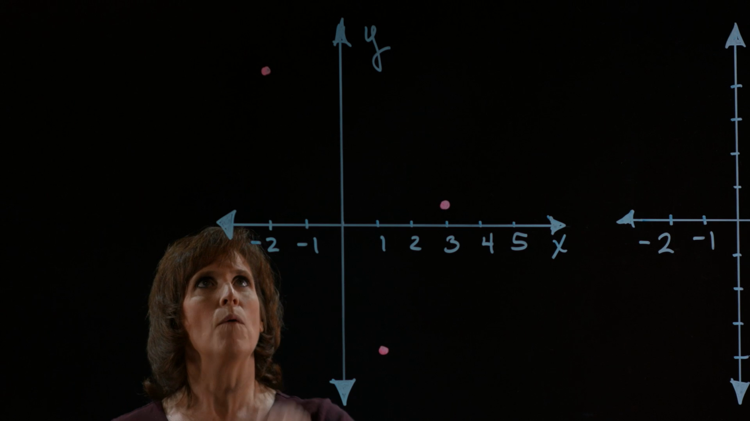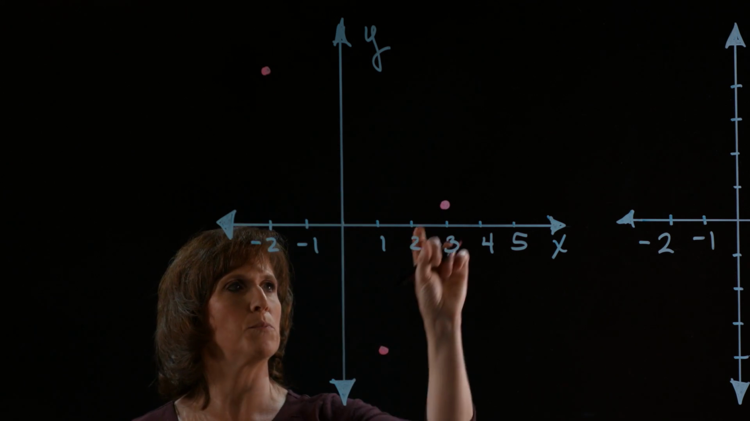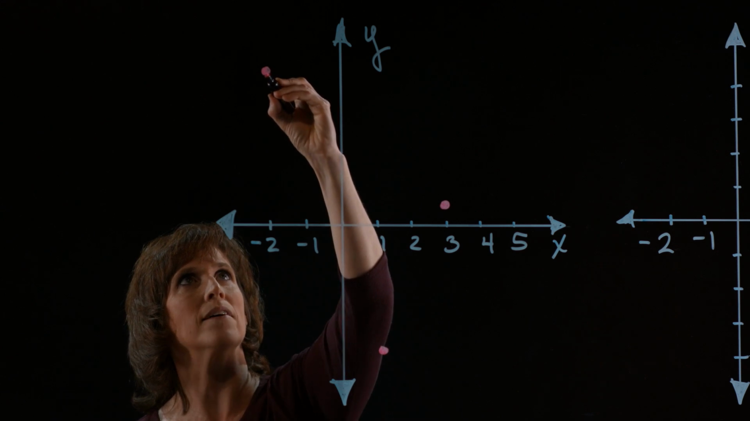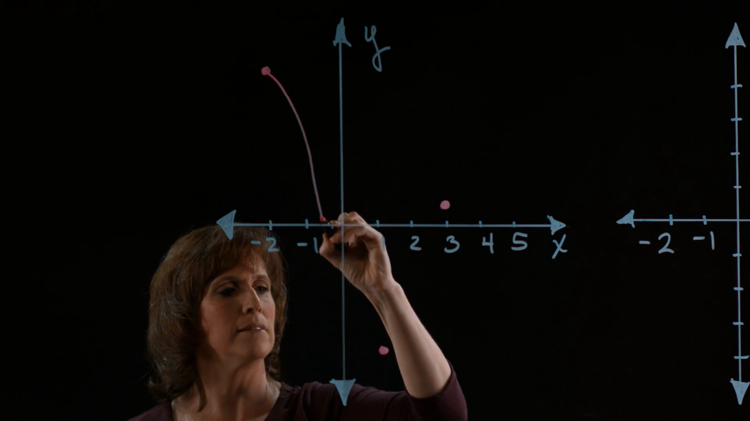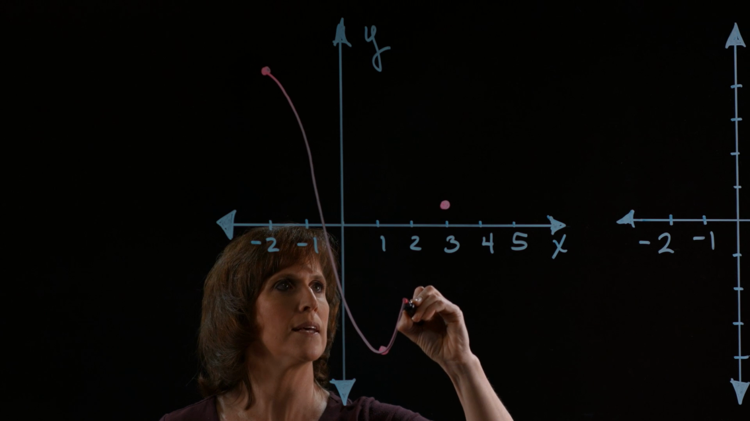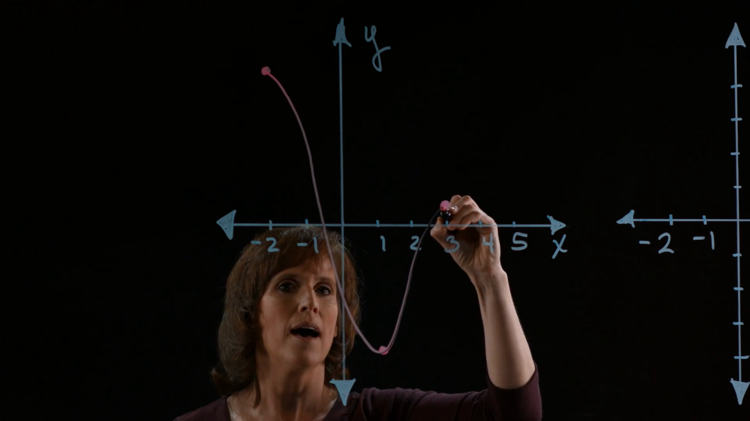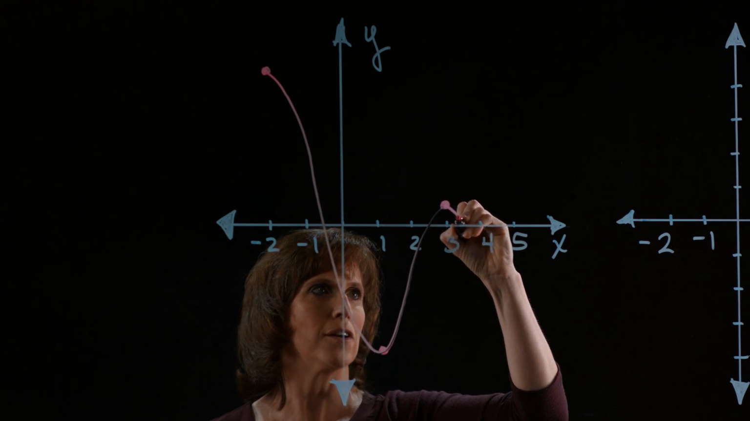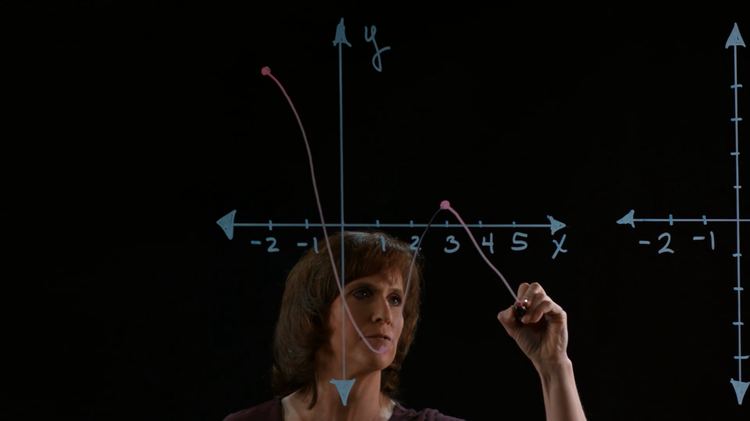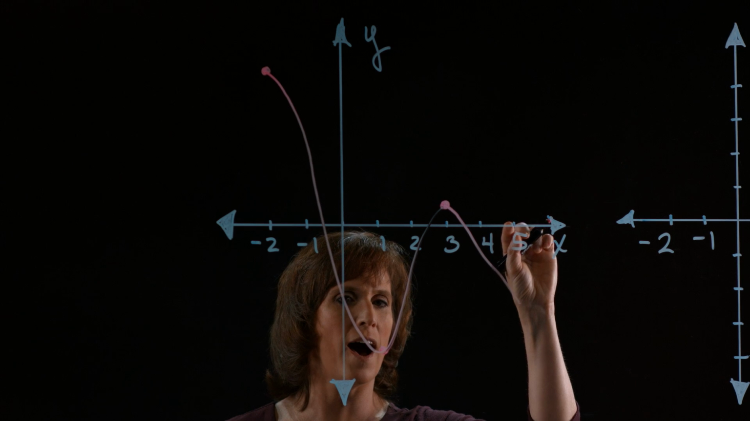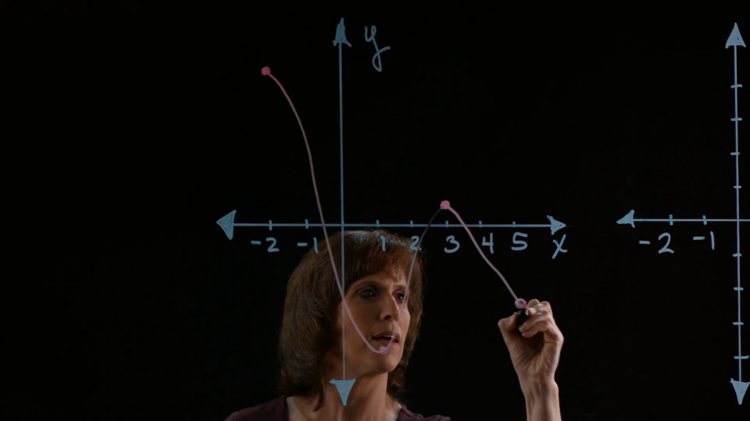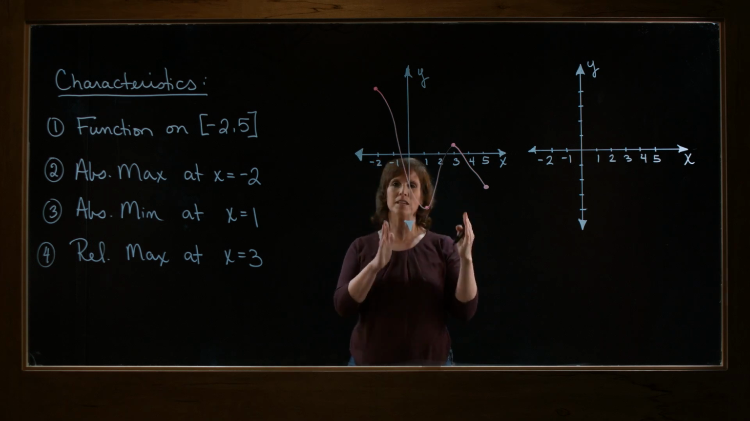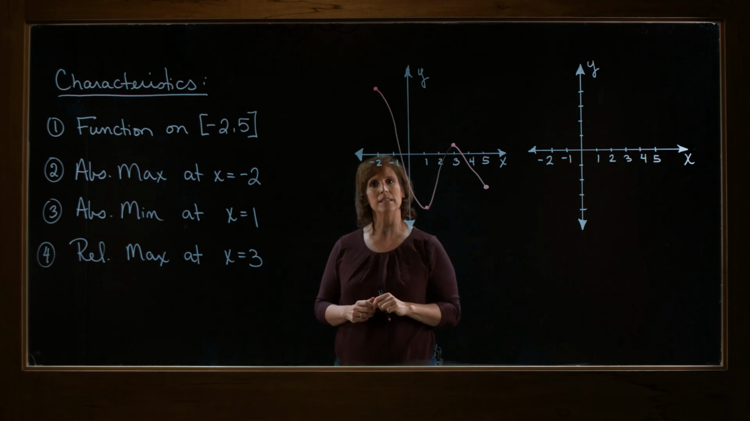So let's see. I want this to be the highest point, this to be the lowest point, and that to be a relative maximum. So if I connect the points together, I'll bring it down and connect that point. And when I go up to 3, I want that to be a relative maximum. So I'm going to turn. I'm going to continue to go down until I hit 5. Now let's be careful. My endpoint of 5 can't be lower than my absolute minimum. Okay? And so this particular graph fits all of my criteria.